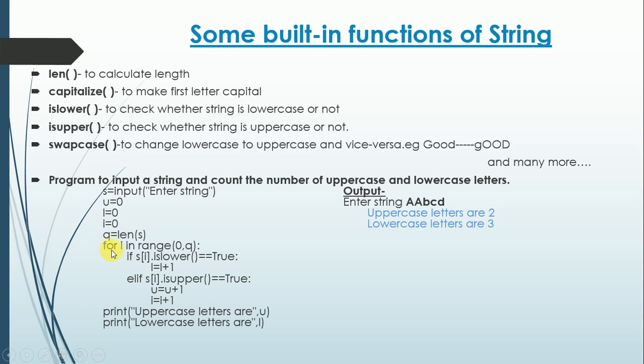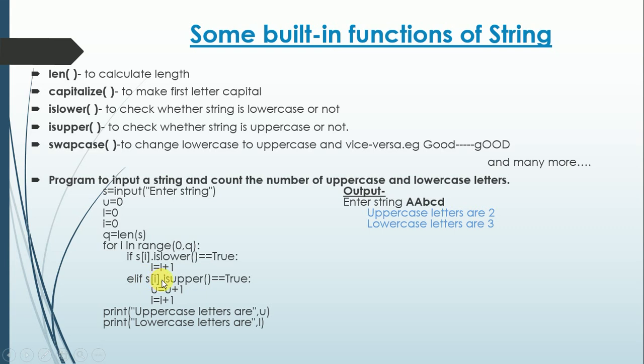Now we start with the for loop: for I in range 0 to Q. Q stores the length of the string, so it will start from 0 till 1 less than the total length of the string. If S[I].islower() equals True. As we have learned, islower is used to check whether the character at that place is lowercase or not. If it is true, then L will become L plus 1. Here it will be small l.